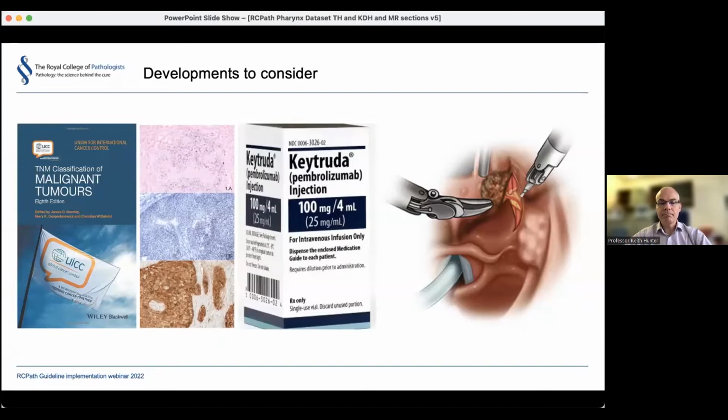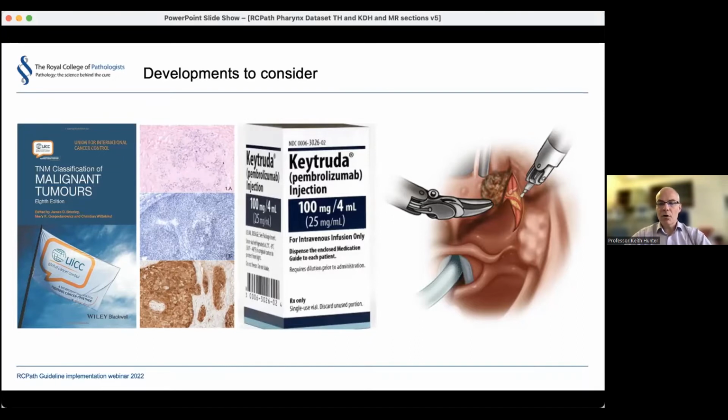Other issues which have come to the fore in the intervening time are our use of ancillary tests in this anatomical region. These were mentioned to some extent in the 2013 version of the dataset, but we have now begun to understand a lot more of the nuance of the use and the limitations of some of our ancillary tests. And this is really quite an important change that's coming into the current version of the dataset. And Dr. Max Robinson is going to pick up on that in the last section of our webinar.